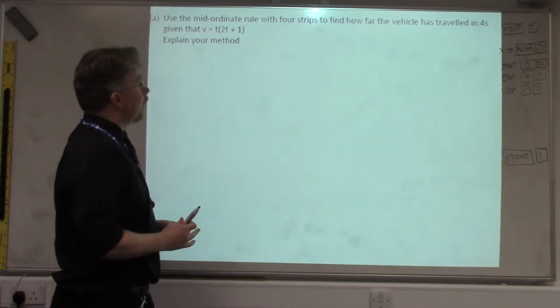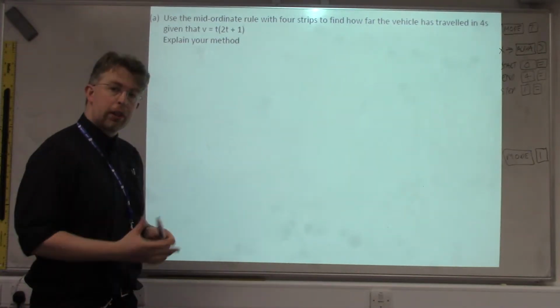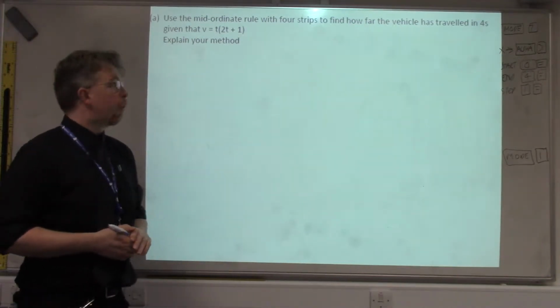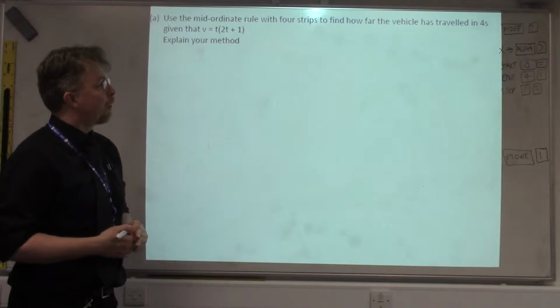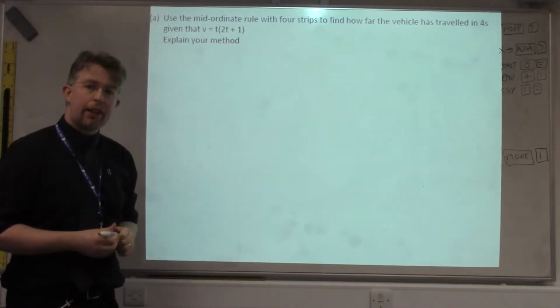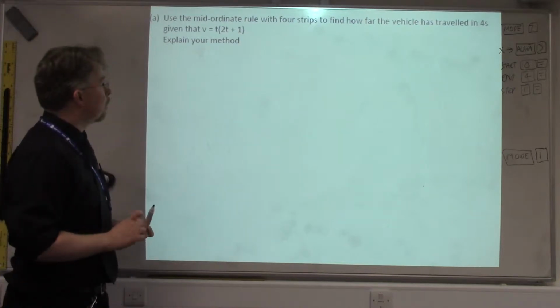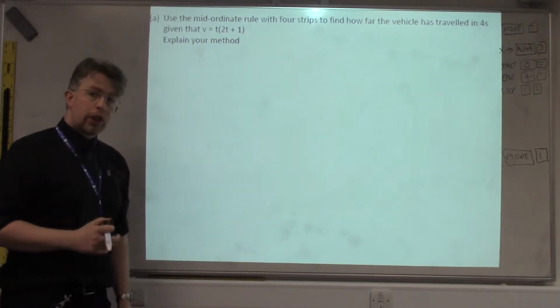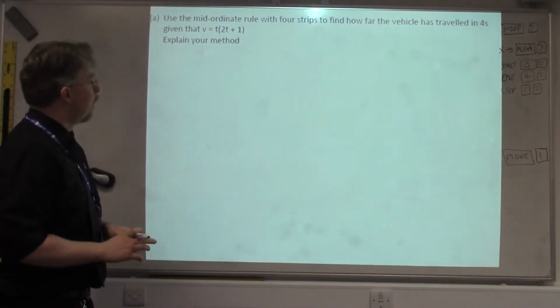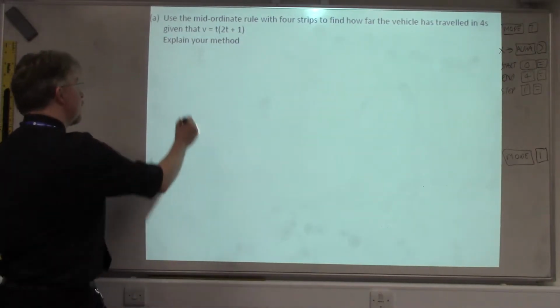Right, as usual, as it's been for the last few sections and will be until the end of Section B, Part A is about using the mid-ordinate rule with 4 strips to see how far the vehicle has travelled, in this case in 4 seconds, and the formula is V equals t times 2t plus 1. So, in dealing with this, we have to follow the same process as we've done before.